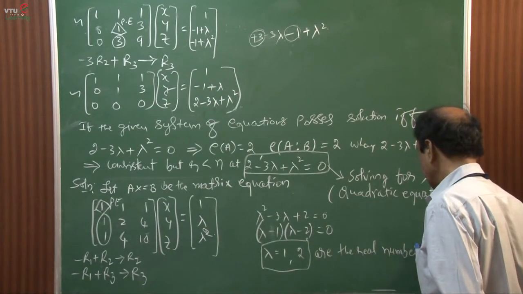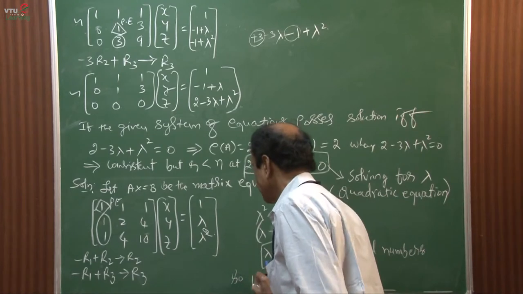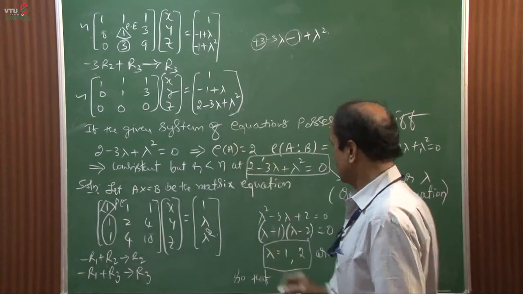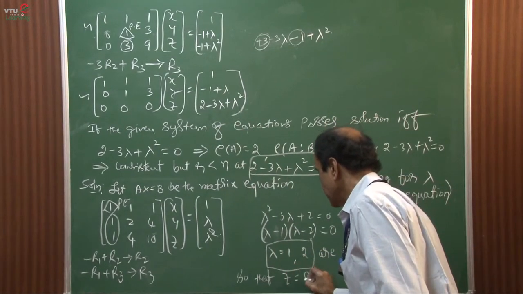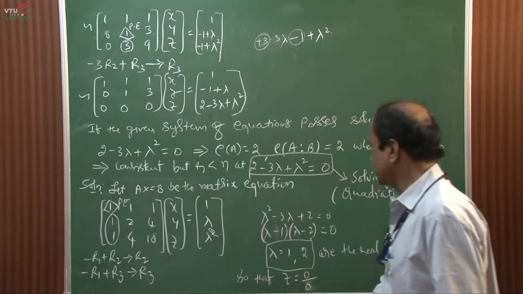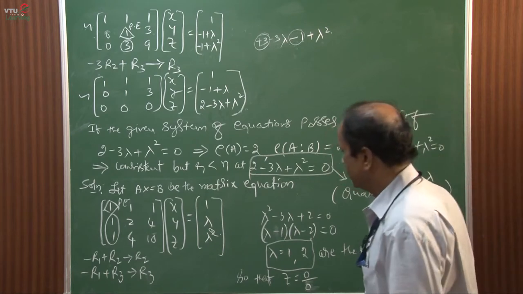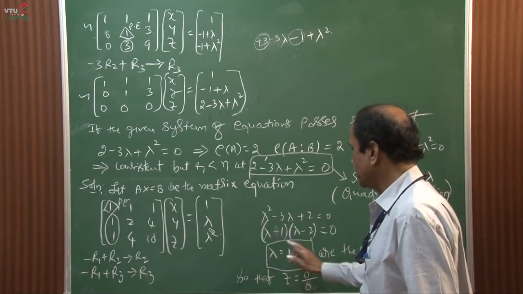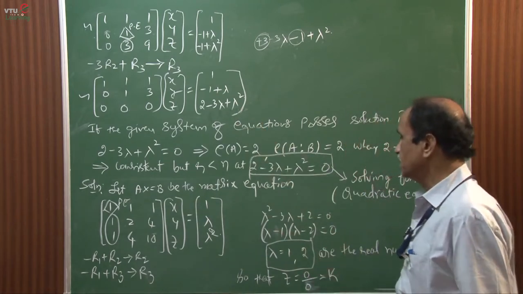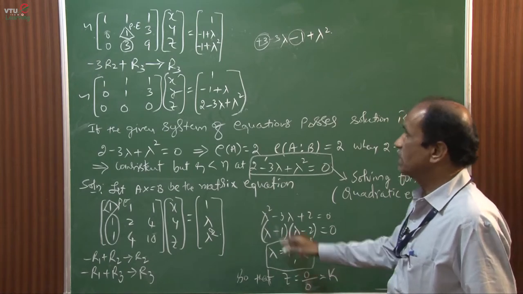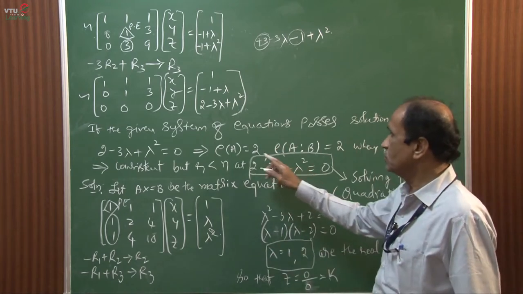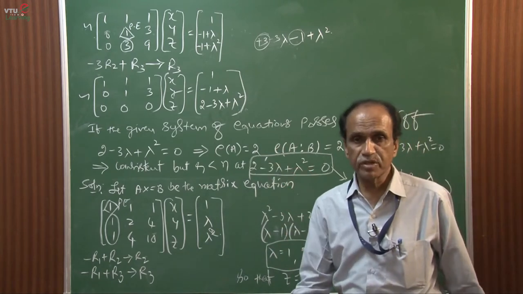Are the real numbers, so that here when it is equal to 0, z equals 0 divided by 0, when lambda is equal to 1. That means lambda equal to 1 gives 0 here, but it is k. Therefore, for lambda equal to 1, there is one set of infinite number of values, and for lambda equal to 2, there is another set of infinite number of solutions.